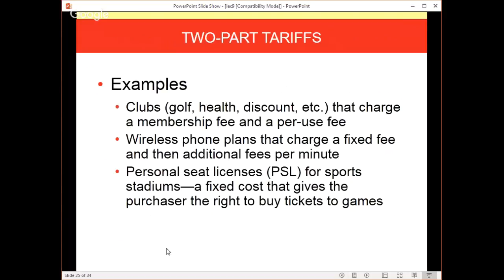And other examples, country clubs, where you still have to pay to play golf per round, but you have to pay in order to use the course. Of course, wireless phone plans, they don't do it anymore. Everything's unlimited, but it used to be that you had to pay and then you'd have a per minute fee. Personalized seat licenses for sports stadiums. I pay for this and then I have to pay for individual tickets, but the personalized seat license gives me the right to those tickets.